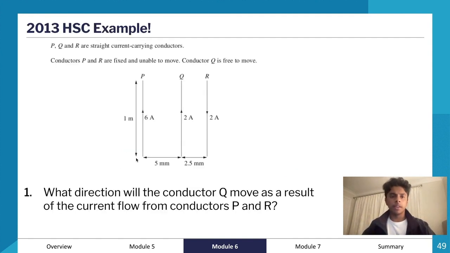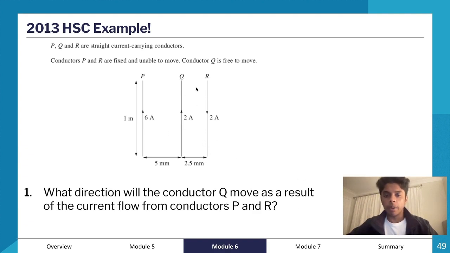All right, so let's look at this 2013 HSC example question now. P, Q, R are straight current carrying conductors. Conductors P and R are fixed and unable to move. Conductor Q, on the other hand, is free to move. In what direction will conductor Q move as a result of the current flow from conductors P and R?